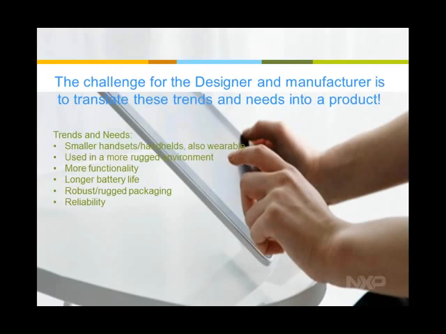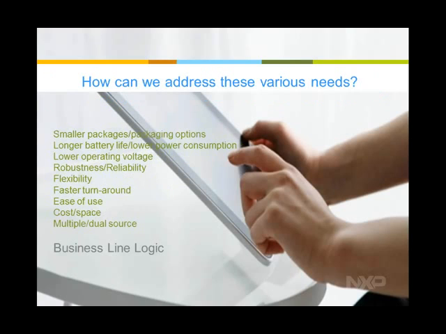Okay, so the trends and the needs, we said the products are getting smaller, more rugged, more functionality, longer battery life, more robust, and reliability. So how do we address these needs? Looking at it from a component engineer, for the most part, the component engineer is more interested in the smaller packages and in package options, robustness and reliability, ease of use, and space.